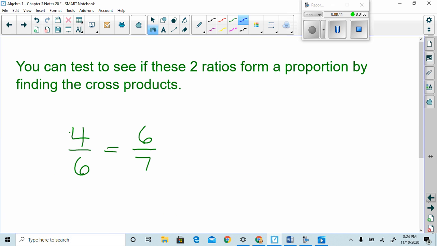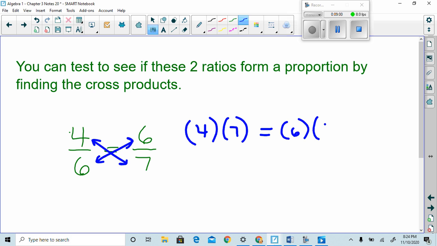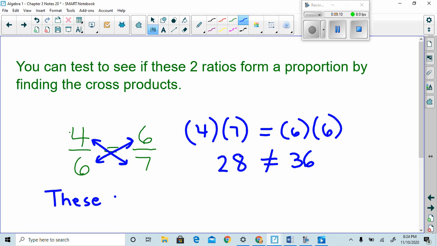We can do 2 different things. We can simplify both and see if they come out to the same fraction, or we could just use our cross products. And we get our 4 times 7. Does that equal our 6 times 6? Well, 28 does not equal 36, so these ratios do not form a proportion.